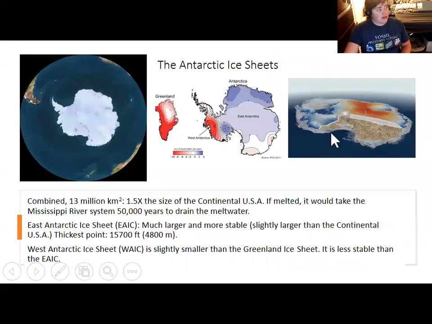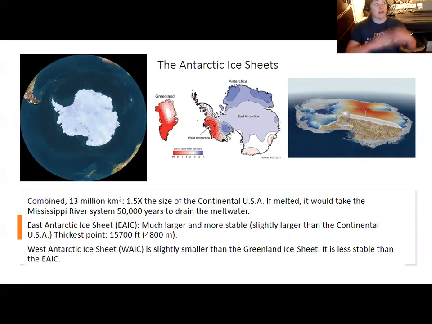Now, the northern hemisphere ice sheets have shrunk back to Greenland, which is a lot smaller than the Antarctic ice sheets. The ice covering Antarctica mostly belongs to the West and East Antarctic ice sheets. If you put them together, they are more than 1.5 times the size of the continental United States. And the entire Mississippi River system would need 50,000 years to completely drain all of the meltwater if the entire mass of the 2 ice sheets were going to melt. So it's a lot of ice, and it's had a long time to build up.